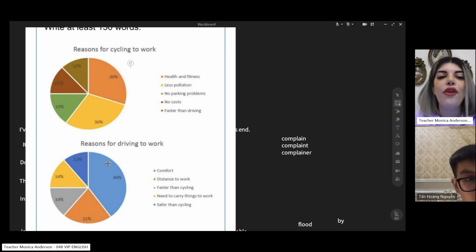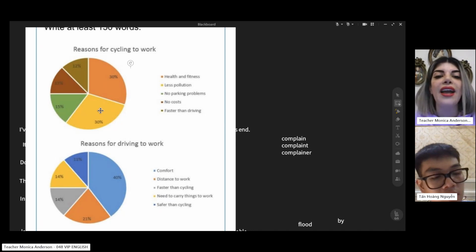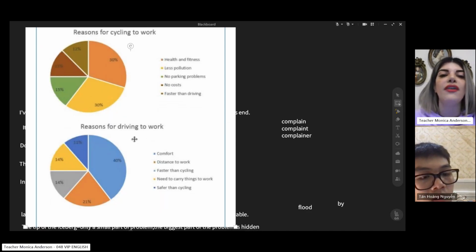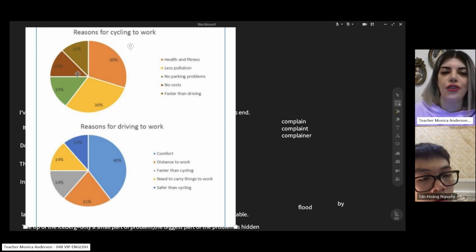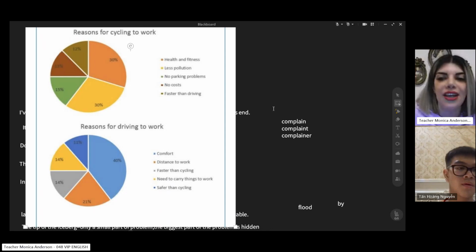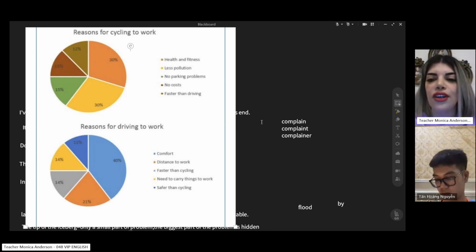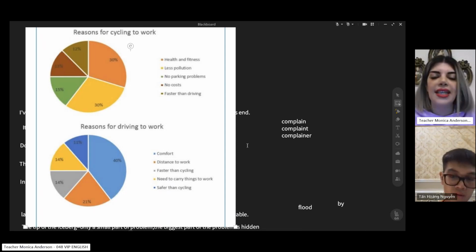We say that for 14% of people, a faster journey time is the key factor compared to a figure of 12% of cyclists, for example, who find cycling quicker or faster. So we made a comparison here because we have close and near figures. So let me complete this one and send it to you.